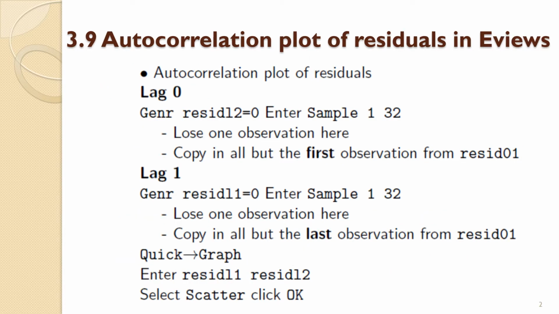So it works similarly in eViews, but it's a little bit more fiddly. So what you would do is generate this thing here, resid L2 equals 0, and sample 1 to 32, because you're going to have one observation fewer compared to the original sample. And then you would have to copy in all but the first observation from this original residual series. You would generate this here, generate resid L1 equals 0. Again, you'd need to enter sample 1 to 32. You lose one observation again. It's copying all but the last observation from the original residual series.